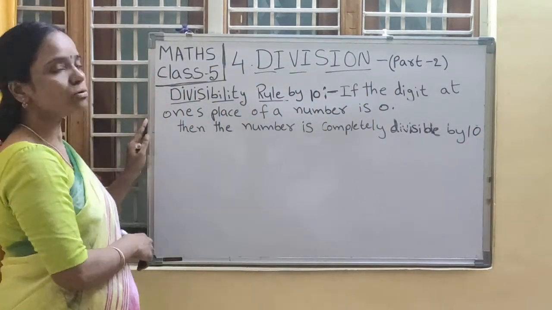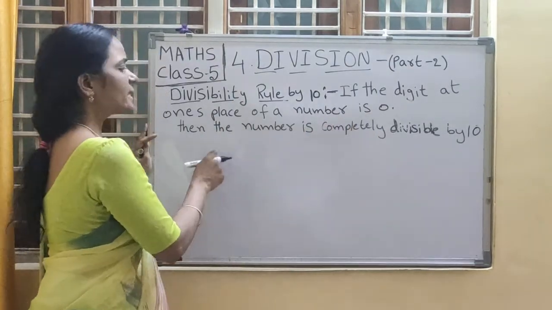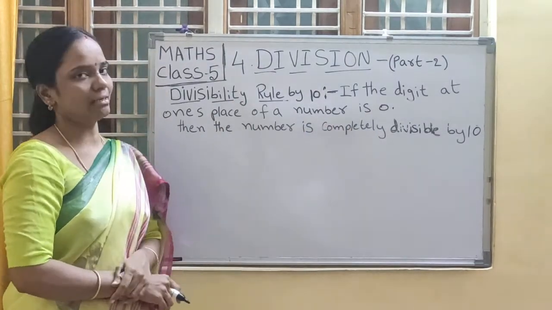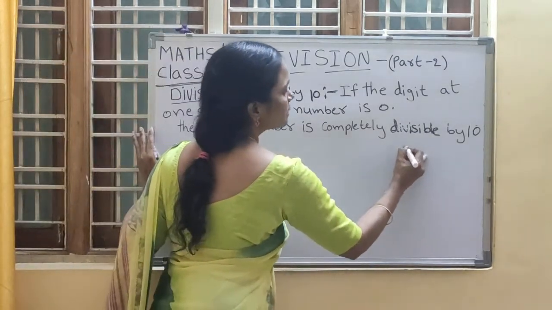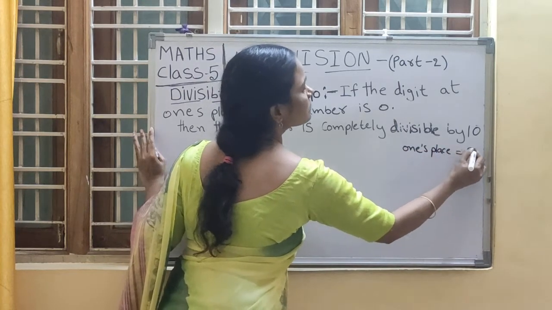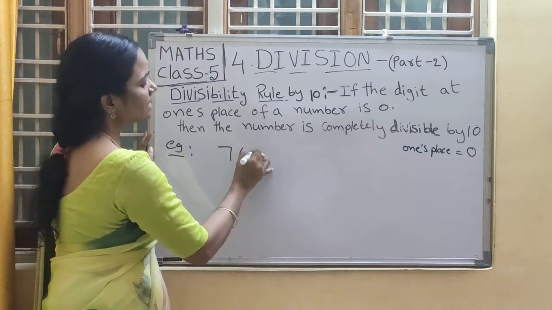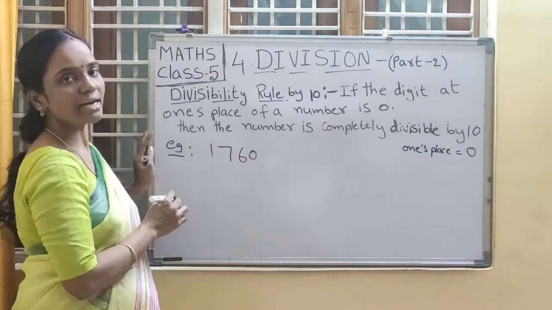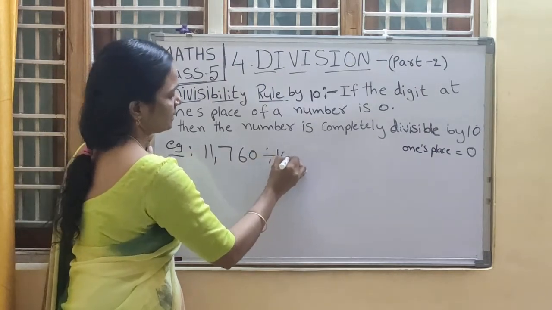So what is the divisibility rule by 10? If the digit at ones place of a number is 0, then the number is completely divisible by 10. So here, shall we take one example? So here the ones place digit should be 0. Example, 760 or 1760 or 11,760 divided by 10.